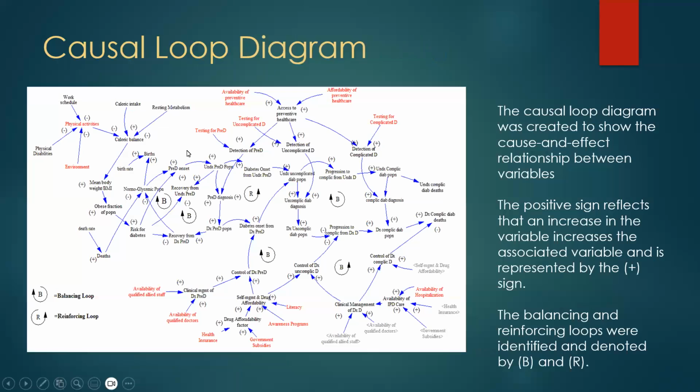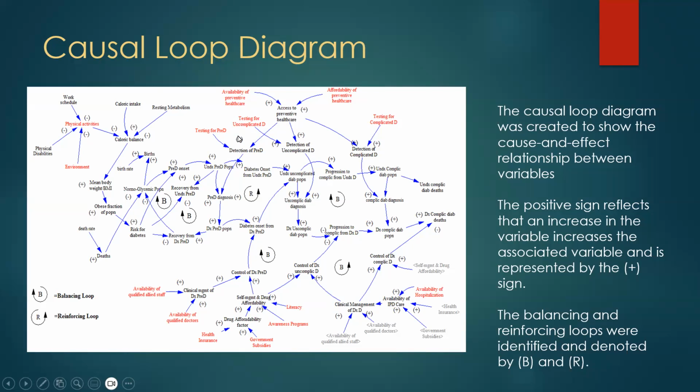But this was the basic model I used 5 years back for system dynamics modeling. And this is actually your causal loop diagram, where the red color items are policies. So physical activities, how environment is affecting physical activity, access to preventive care, how availability of preventive health care and affordability of preventive health care matter. Further we can discuss the insurance role, testing for complicated diabetes. So how to detect diabetes. Here government roles also come into the picture: testing for uncomplicated diabetes, detection of uncomplicated diabetes, and testing of pre-diabetes.